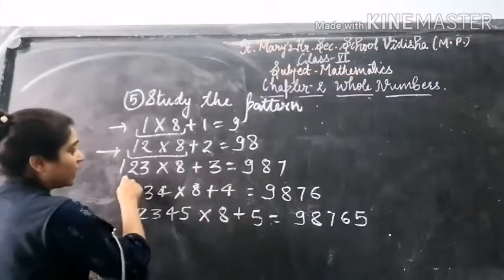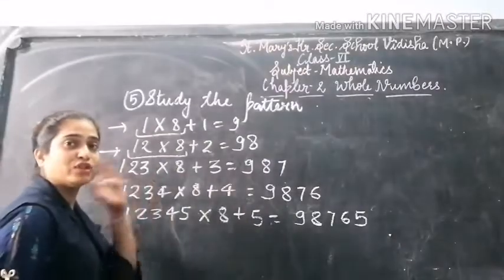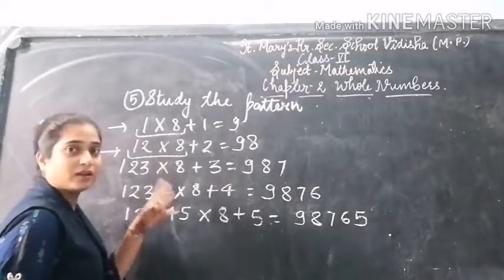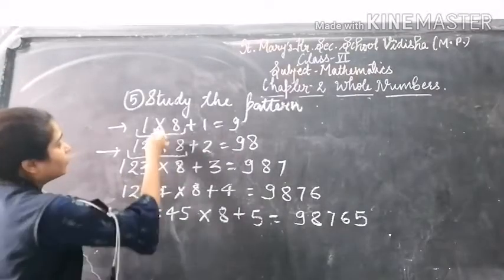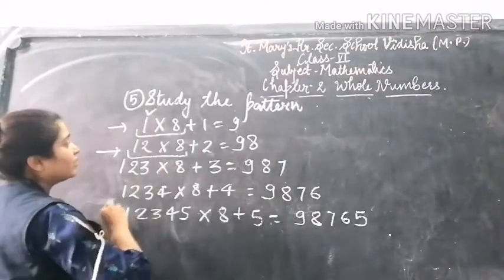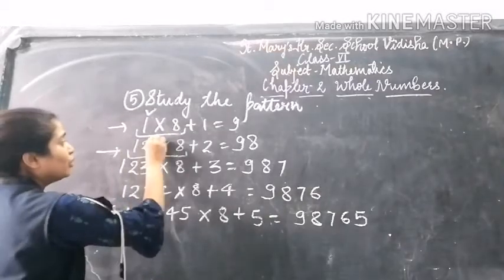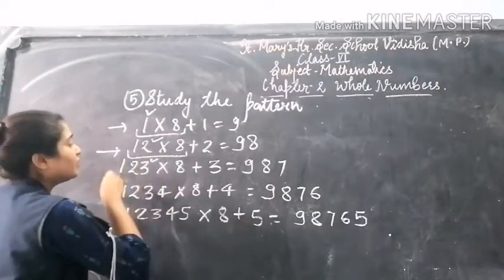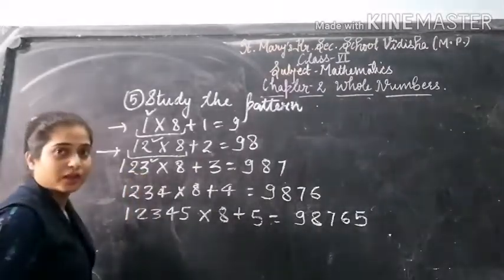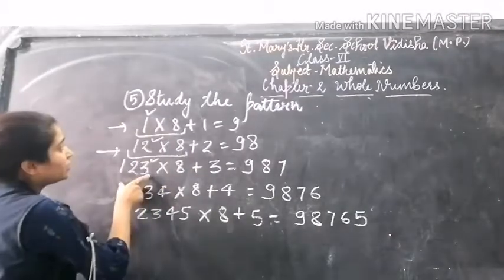But now how do we do it? We have to just think about what pattern is going on. What is the pattern here? Here we are using 1. Here we are using 1 and 2. Now here what are we using? Here we are using 1, 2 and 3. So we understood this line.